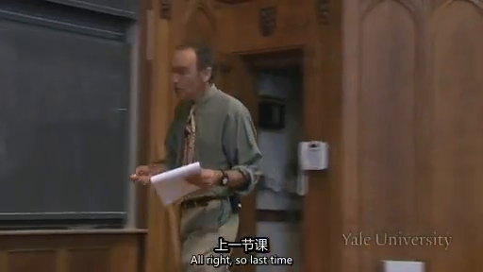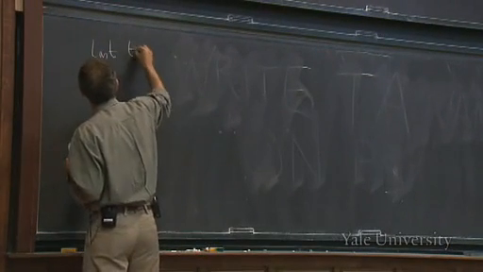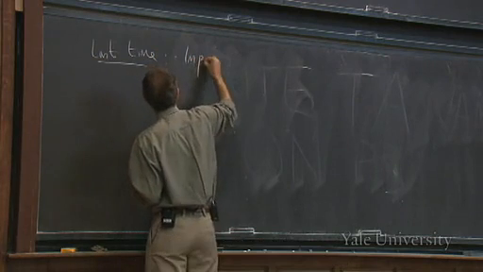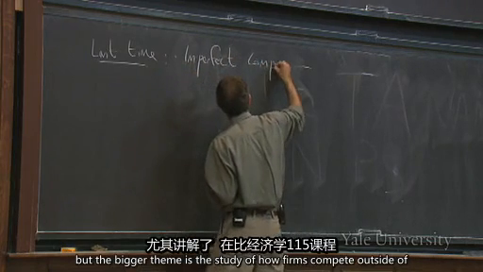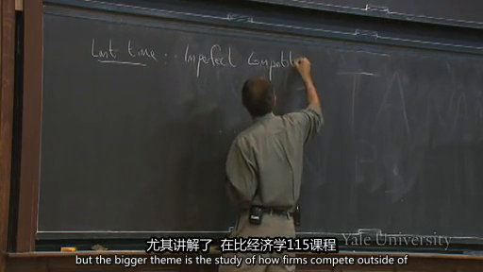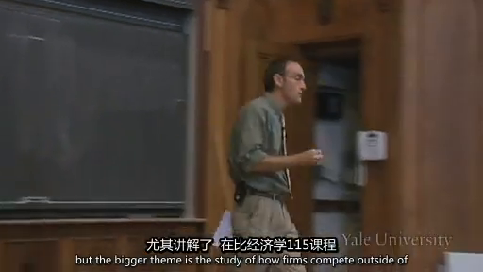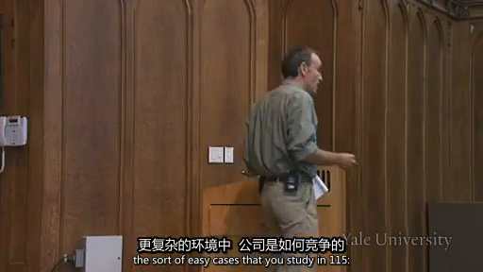All right, so last time we started to study imperfect competition. We looked at the Cournot model, but the bigger theme is the study of how firms compete outside of the sort of easy cases that you study in 115.